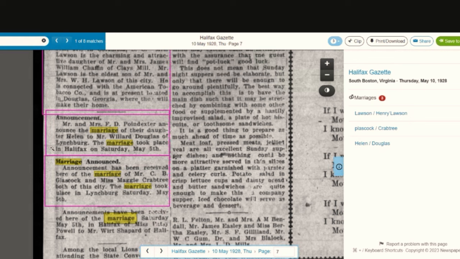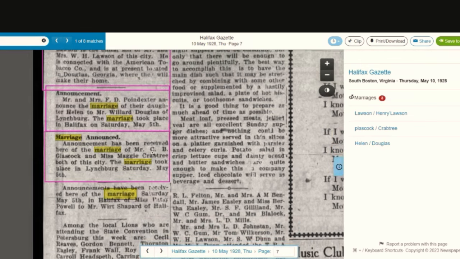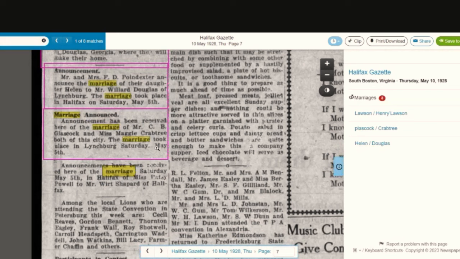So interesting though, if you're a Douglas researcher, he was from Lynchburg. That's a different county. Okay. So they actually got married in Halifax County. So you can see all these wonderful little snippets and it gives us a little bit more information about where they could have been. So newspapers are a fabulous way to find where your ancestors may have gotten married and to find those clues.